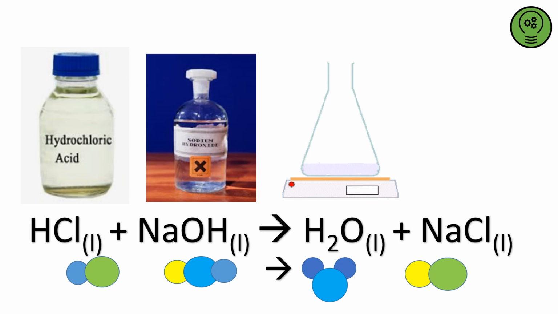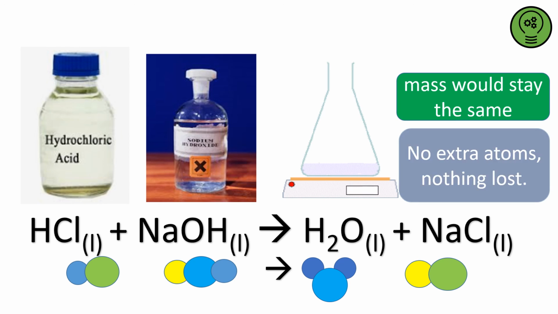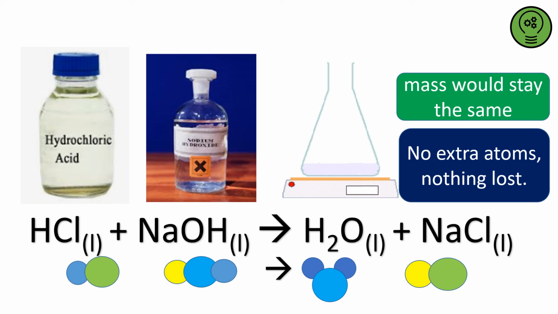So here's a classic neutralization reaction. I've got hydrochloric acid, HCl, and I've got sodium hydroxide. There's the alkali, NaOH, and it makes water and sodium chloride. And here's the top pan balance with the two liquids in it. Now in this sort of equation, you would probably find that mass would stay the same, which means we've got no extra atoms, we've not gained anything, we've not lost anything, nothing's escaped. And if you look at the equation, you can see why there's no gases there, you're making two liquids. You had two liquids, you've made two liquids, so there's no opportunity for any atoms to escape, and you're going to be measuring the full amount. So you would expect the mass to stay the same.